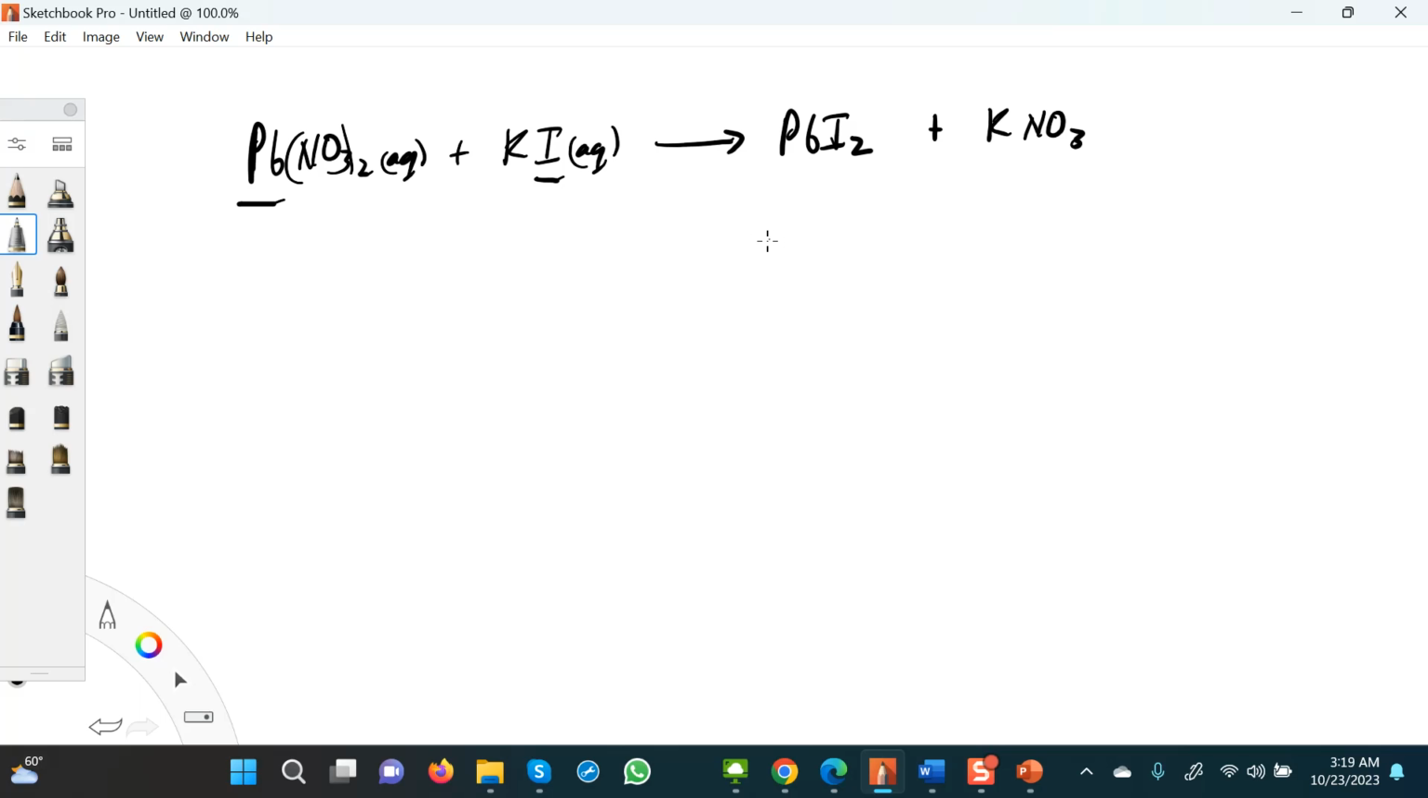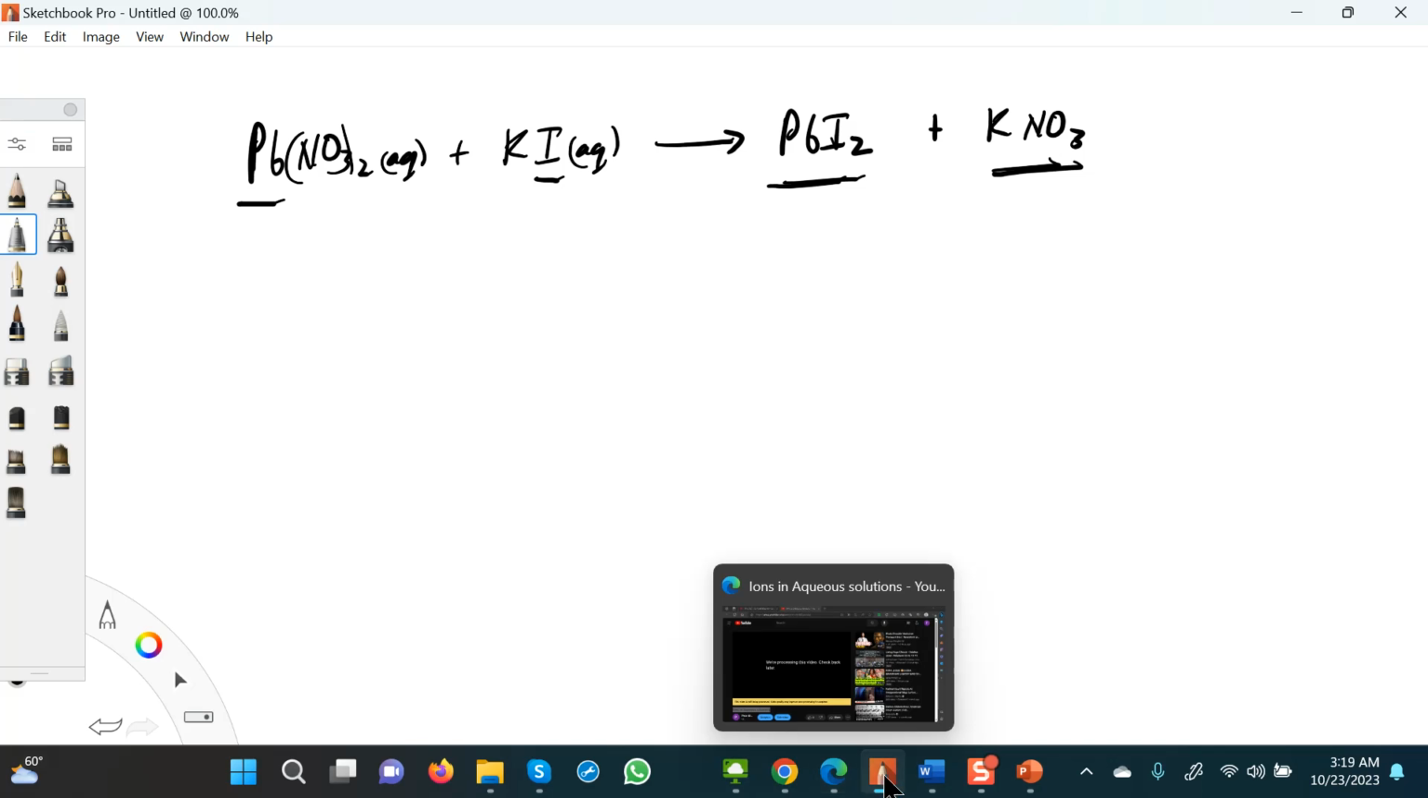Now, the next thing we may be asked to figure out is, will a precipitate form? And the answer would have to lie in whether or not these compounds would form a solid, or these compounds will not be dissolved in water. So we have to go to the chart and make a prediction as to whether or not lead 2 iodide or potassium nitrate would be soluble in water.